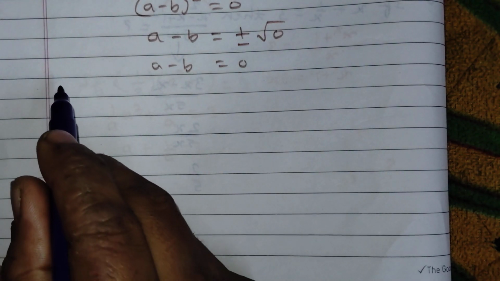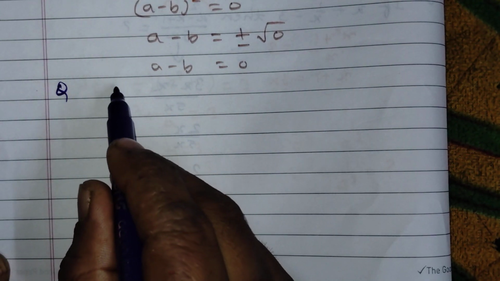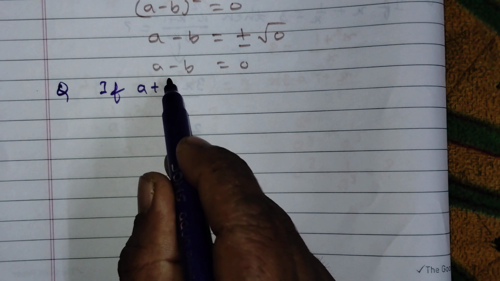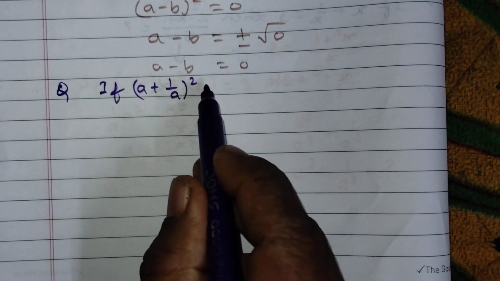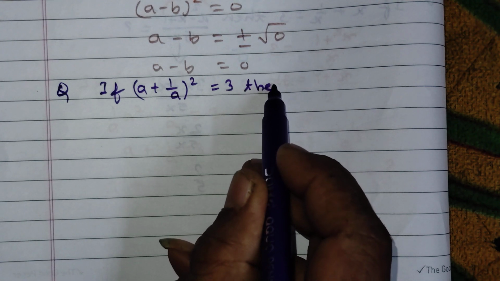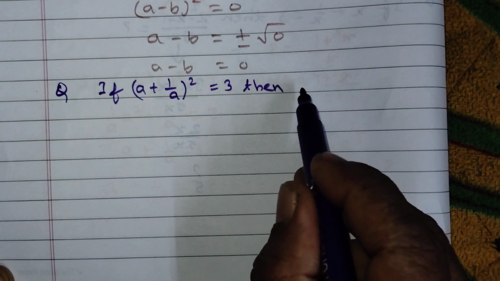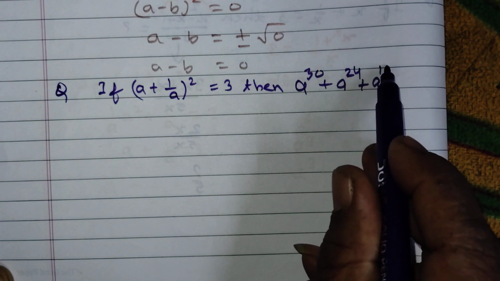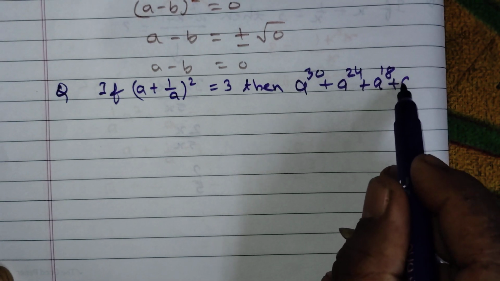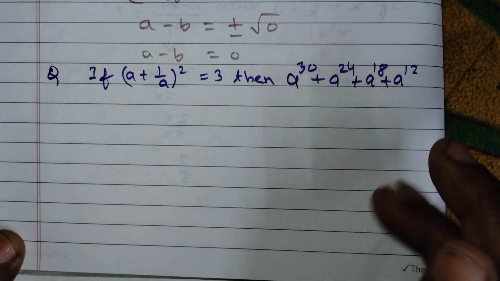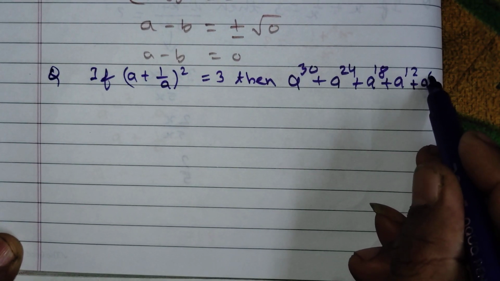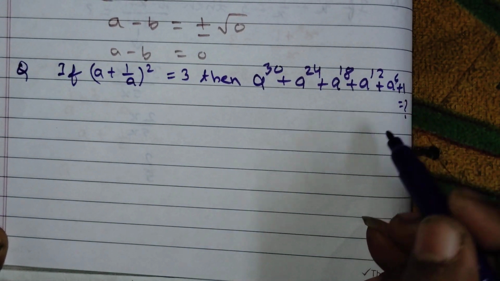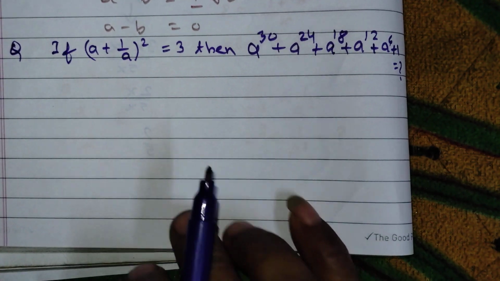In the next question, the question is, if a plus 1 upon a whole square equal to 3, then find a raised power 30 plus a raised power 24 plus a raised power 18 plus a raised power 12 plus a raised power 6 plus 1 equal to question mark.